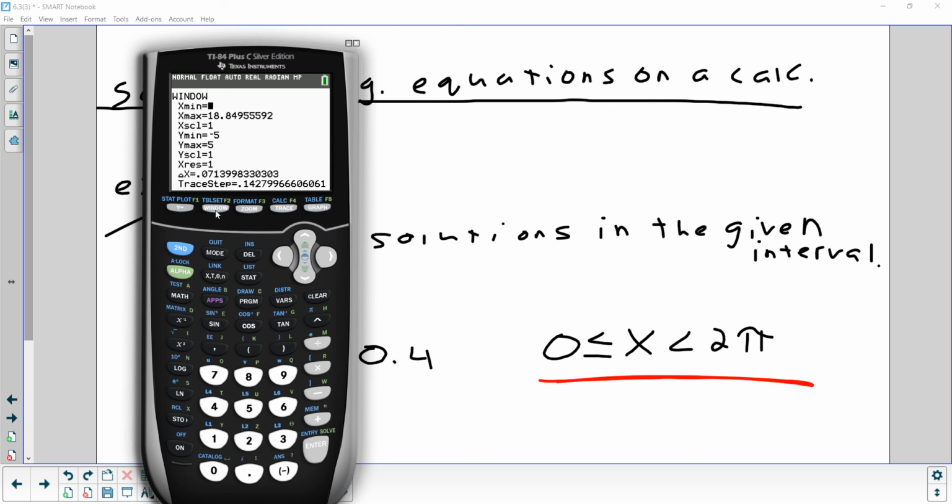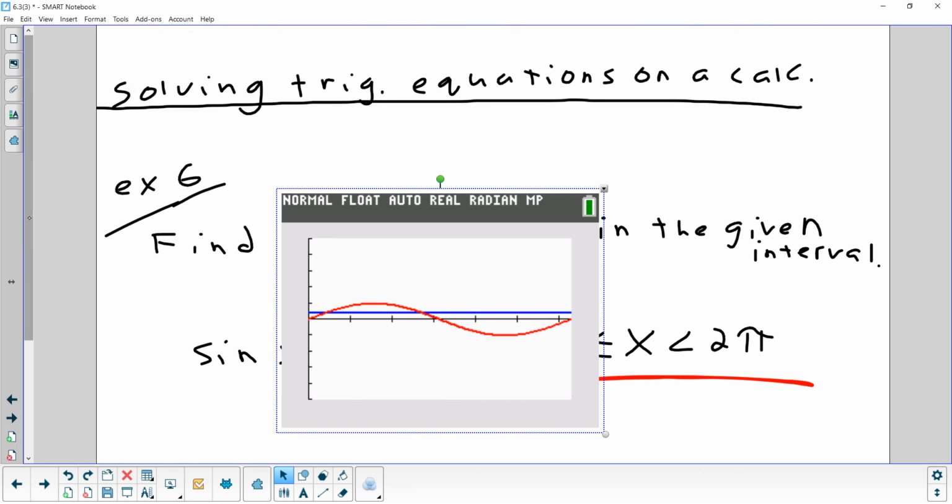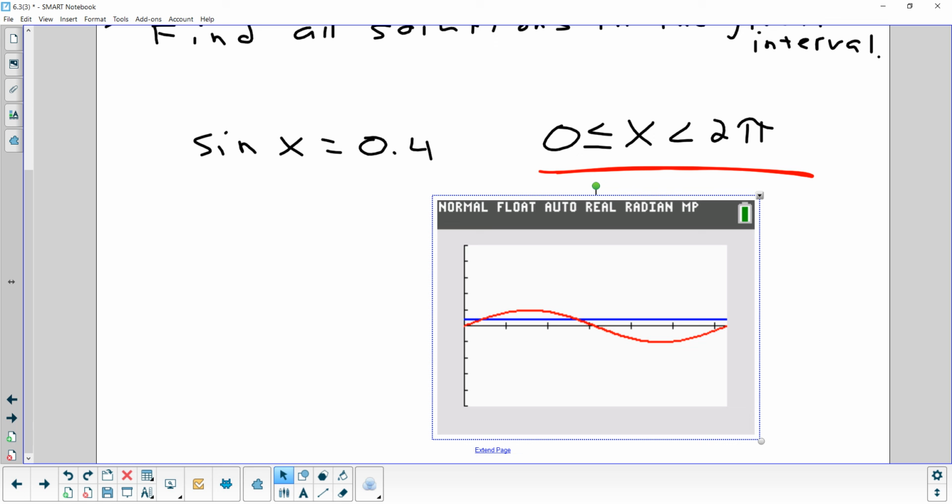All right, so let's go to our window. Put in 0 to 2 pi and hit graph. So there's your horizontal line at 0.4. There's your graph of sine x. And how many answers does it look like we're going to get? Yeah, we get 2. And how do you think I'm going to find it? What am I going to do on the calculator to get the 2 answers?